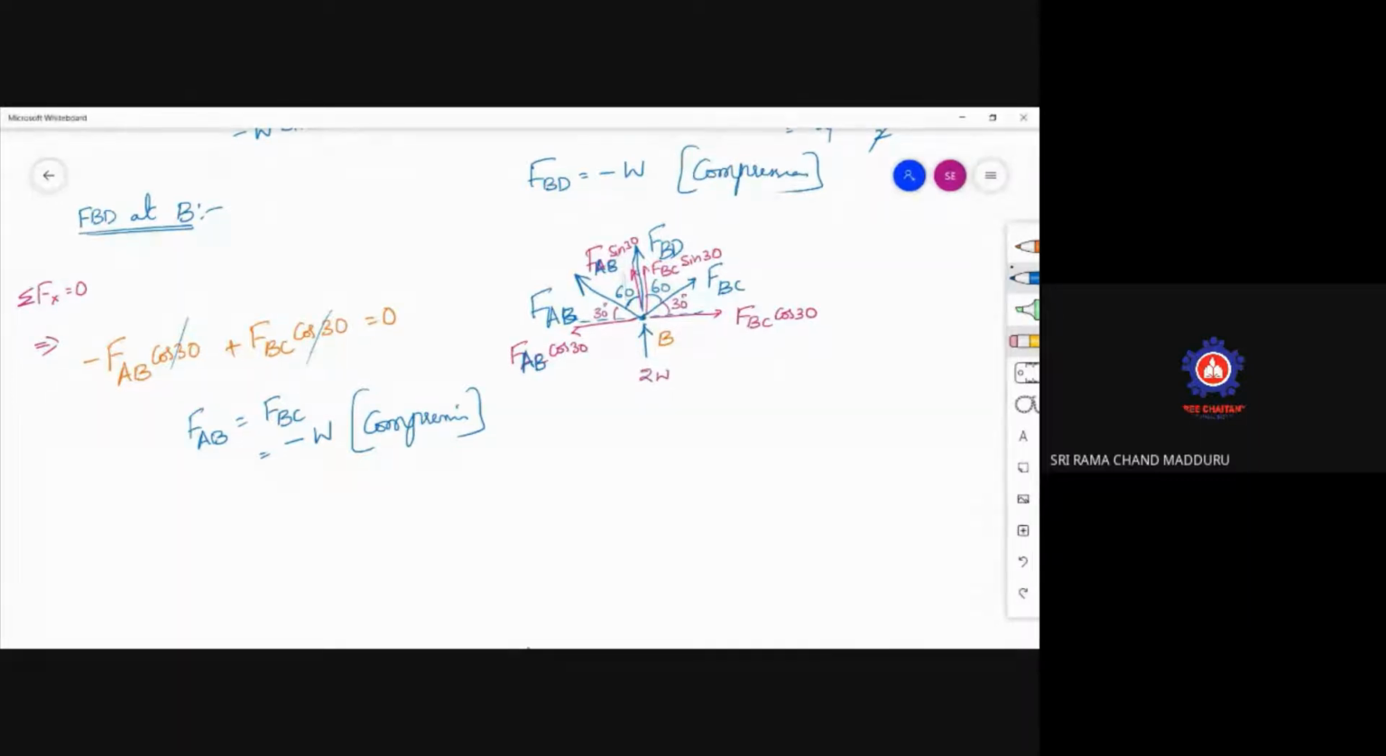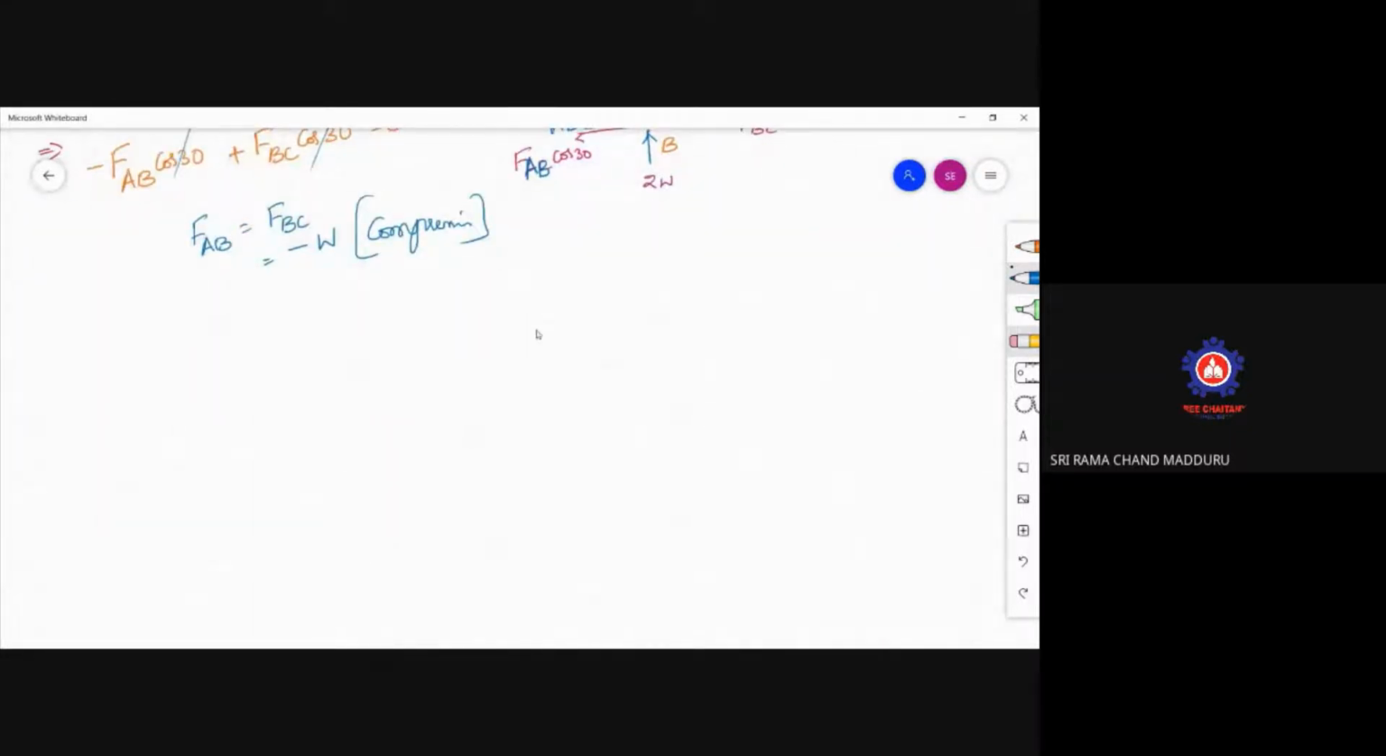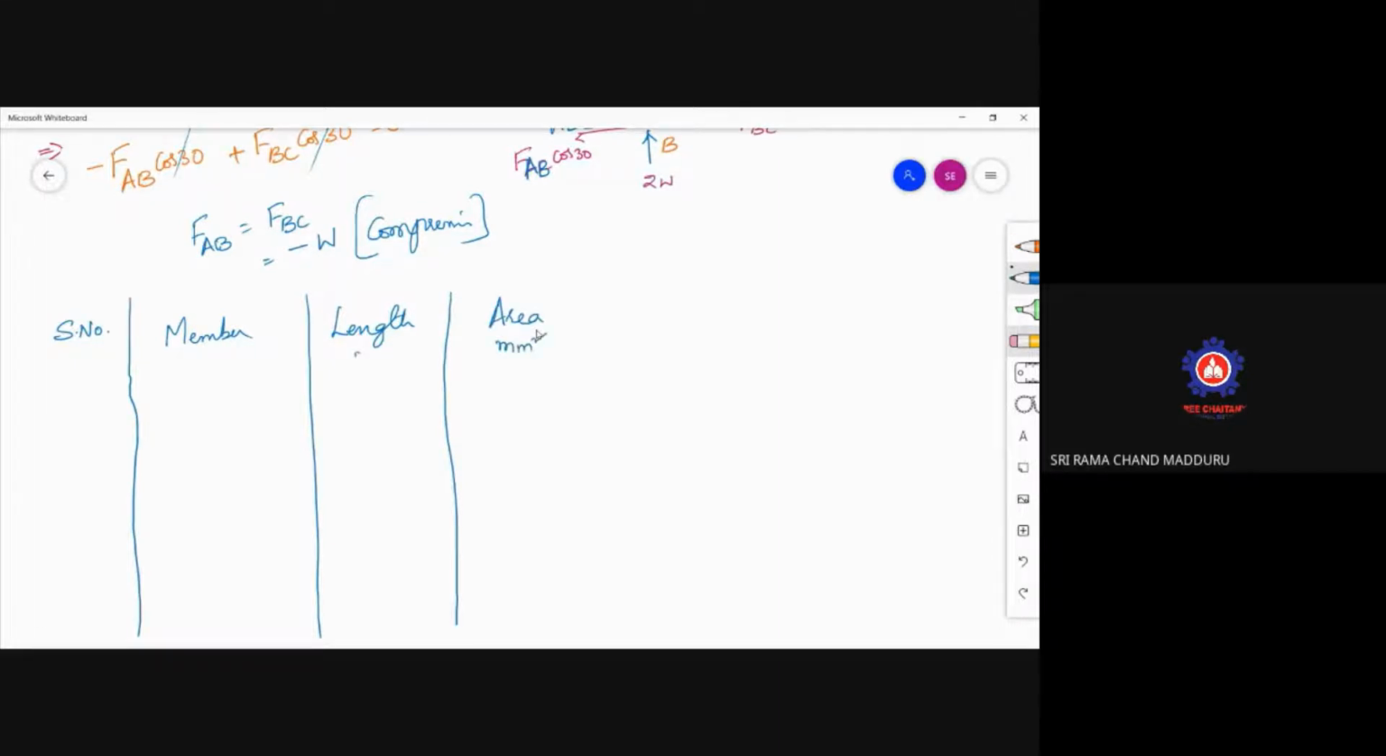The forces in the members are calculated. Now let us go to the tabular form. Serial number. Here, the area of the cross section of the members is given. So length, area, square, length in, force in newtons, square L by 2AE. Here coming to E, what is given in the question regarding Young's modulus of the material?